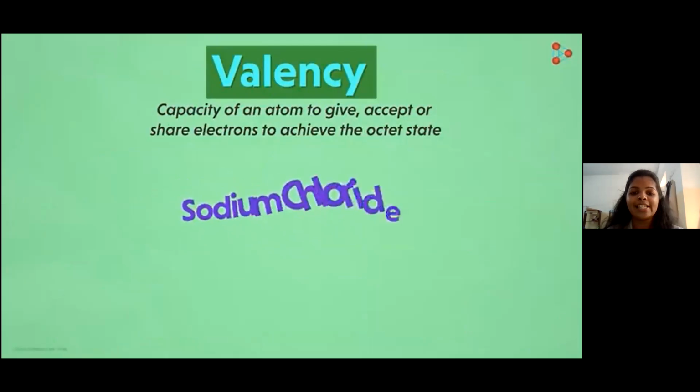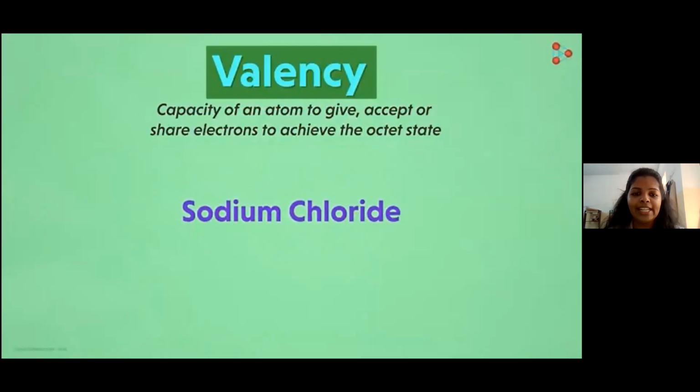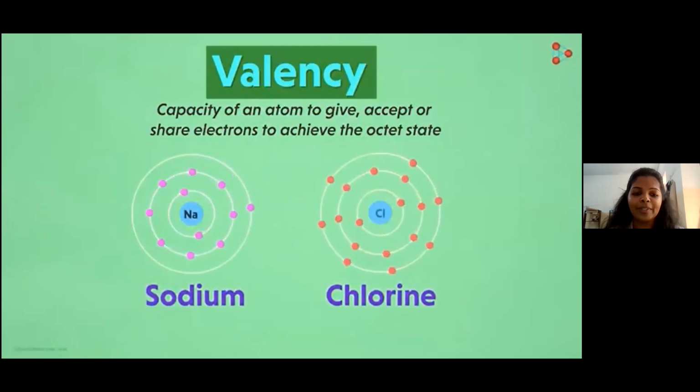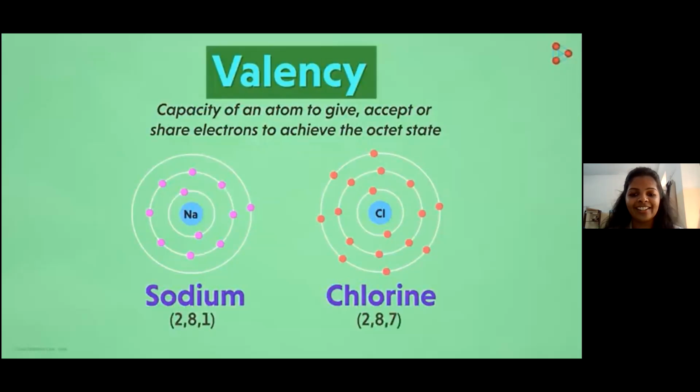So we are going to discuss another case, sodium chloride, that is sodium and chlorine. In case of sodium, the electronic configuration is 2, 8, 1, and in case of chlorine, it is 2, 8, 7. So it is very easy for sodium to donate 1 electron to the chlorine. So the valency of sodium is 1 and chlorine is also 1 because it's accepting 1 electron and sodium is donating 1 electron.